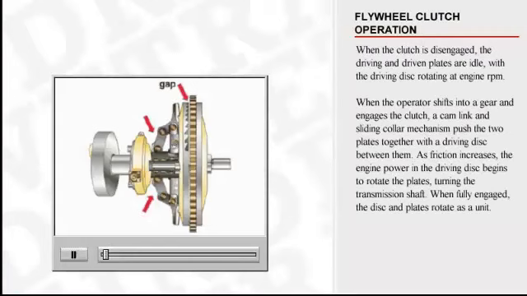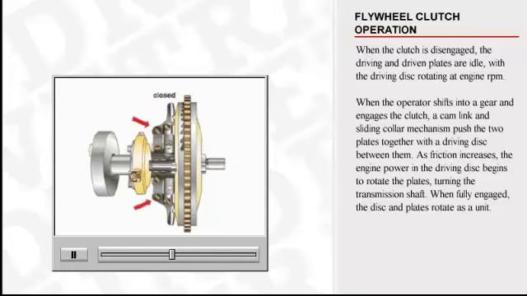When the clutch is disengaged, the driving and driven plates are idle, with the driving disc rotating at engine RPM. When the operator shifts into a gear and engages the clutch, a cam link and sliding collar mechanism push the two plates together with the driving disc between them. As friction increases, the engine power in the driving disc begins to rotate the plates, turning the transmission shaft. When fully engaged, the disc and plates rotate as a unit.